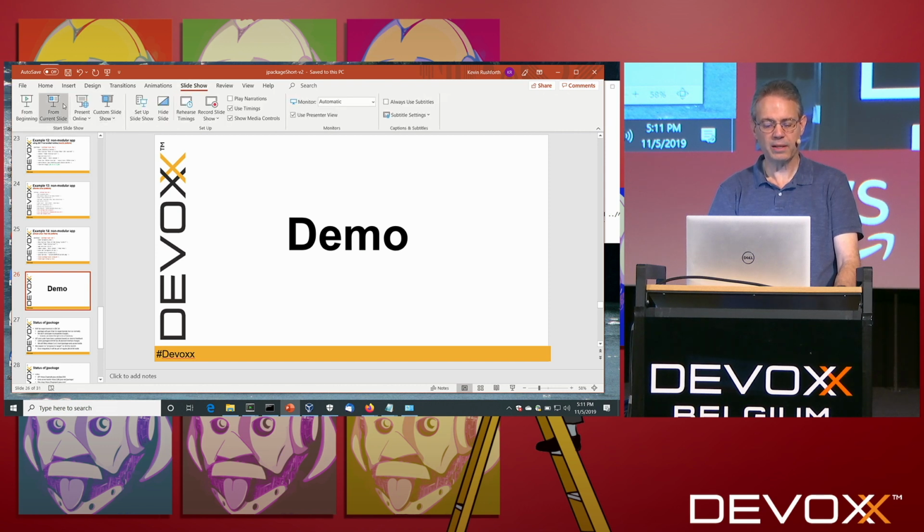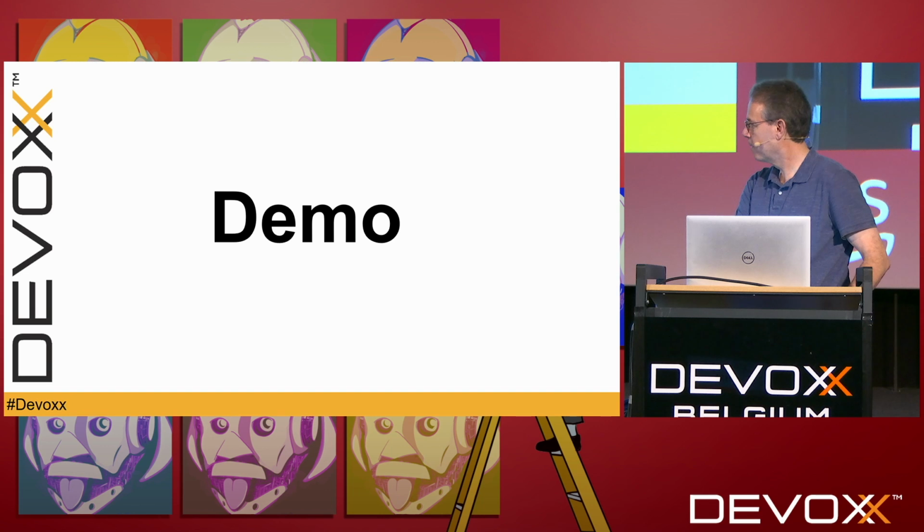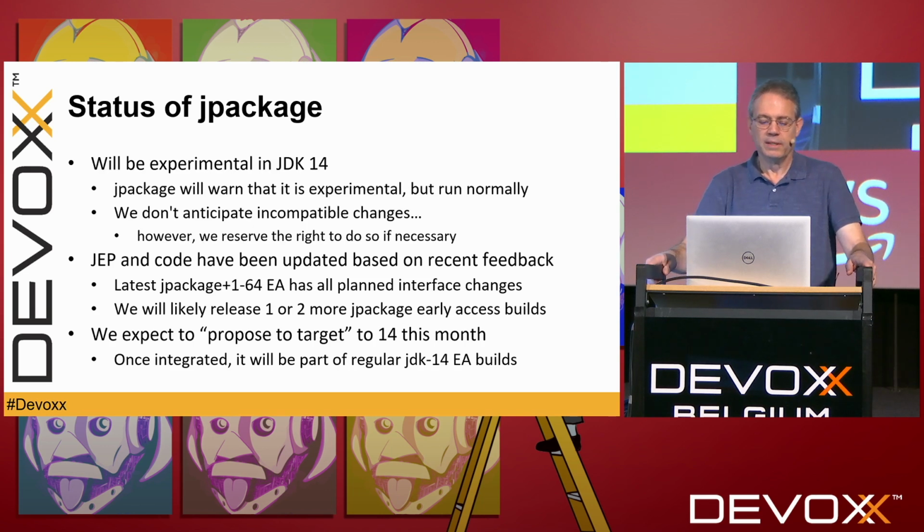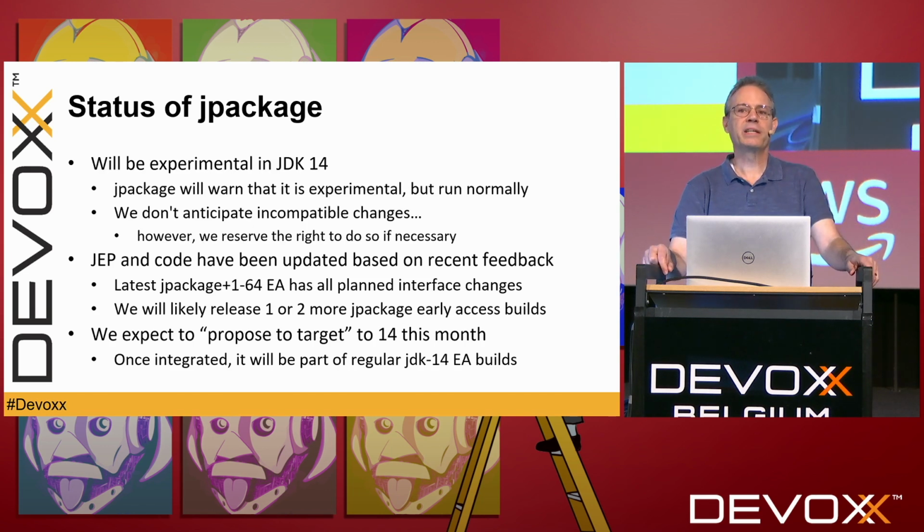So we'll go back from there. Okay, so the status of jpackage is we plan to deliver this as an experimental or incubating tool in JDK 14. When you run it, it will warn that it's not final, and so you'll get a very clear warning message saying that this is not a final tool, it's incubating or experimental. But otherwise, it runs just like you'd expect. So there's no difference in the way it will behave when it's final.